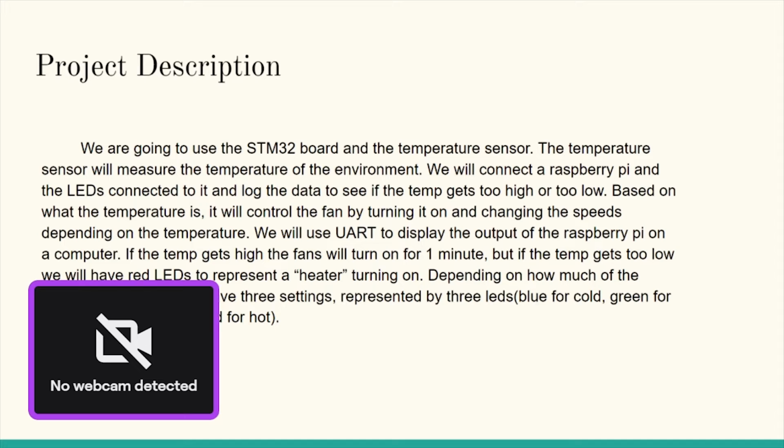If the temp gets too high, the fans will turn on for a minute, but if the temp gets too low, we have LEDs representing a heater turning on. Depending on how the temperature is, we have three settings represented by three LEDs: blue for cold, green for room temperature, and red for hot.